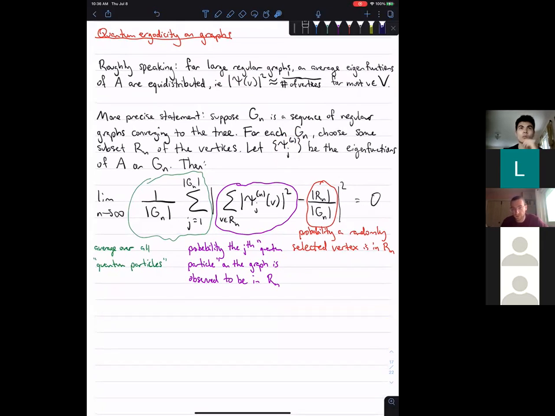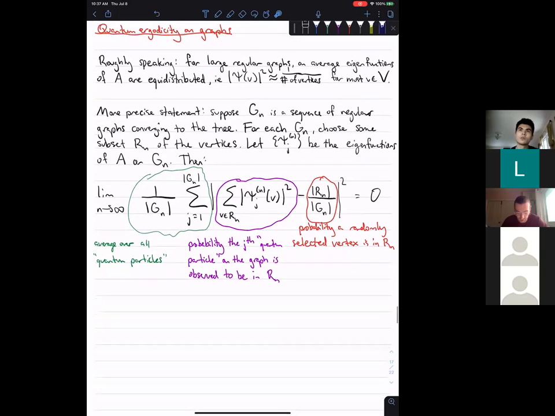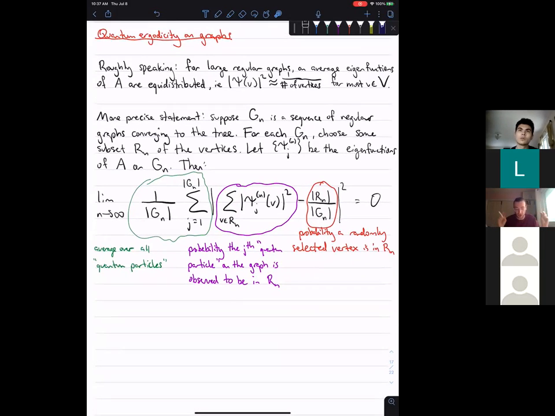So here I wrote this expression. I'm going to break it up into pieces. So this quantity here, I'm summing over the vertices in my region of the norm squared of the eigenfunction. So here I wrote a quantum mechanical interpretation. This is like the probability that the jth stationary quantum particle on the graph is observed to be in Rn.